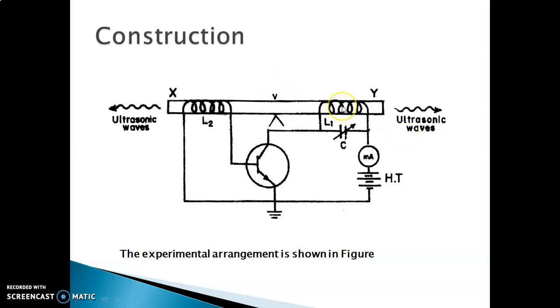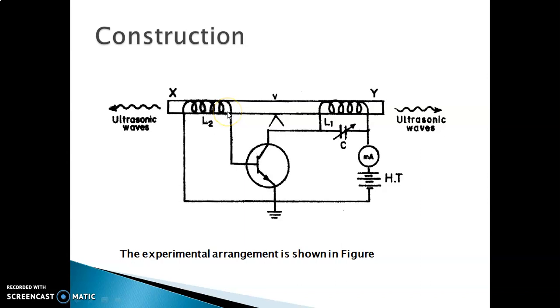Now, there are two inductors, L1 and L2, that are wound over this ferromagnetic rod. Then, there is one variable capacitor, C, that is connected in parallel to L1 so that it forms a tank circuit. Here, this is an NPN transistor. One side of this coil L1 is connected to the positive terminal of the battery through this milliammeter. The other side is connected to the collector terminal of the NPN transistor.